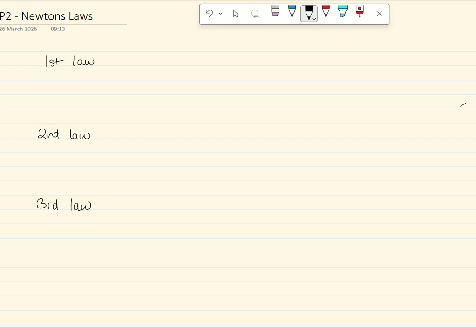Okay, let's learn about Newton's laws. Now, Newton's laws are part of the forces topic, which for us comes into physics paper 2. Newton's laws are very important because with the question that we're going to look at today, you need to understand all of the 3 main laws. So we'll start off by going through them.